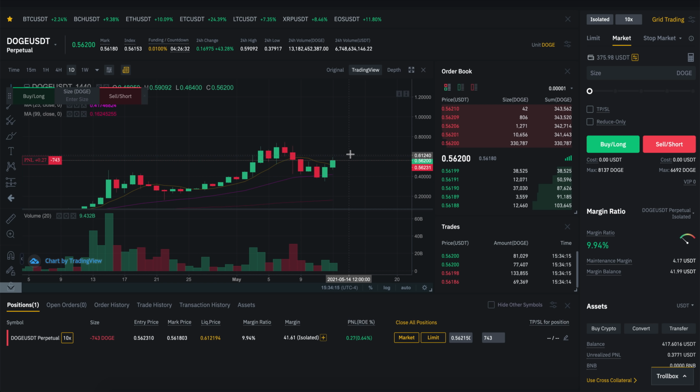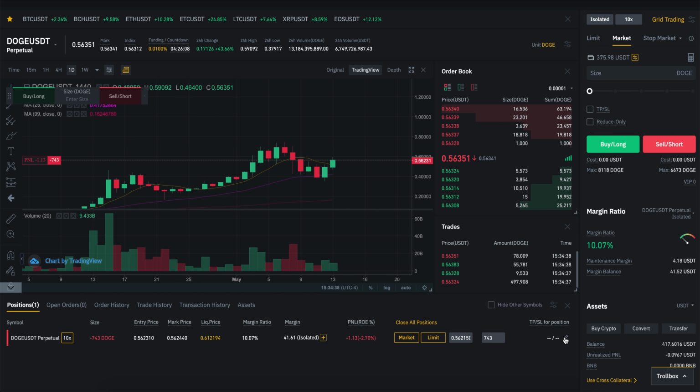I'm shorting, so if the price comes up to 61 cents, that means my initial margin on the trade right here, $41, will get liquidated, okay? Even though I put $743 on Doge, my margin that's at risk here is only $41. Which is nice. That's what I like about isolated margin.